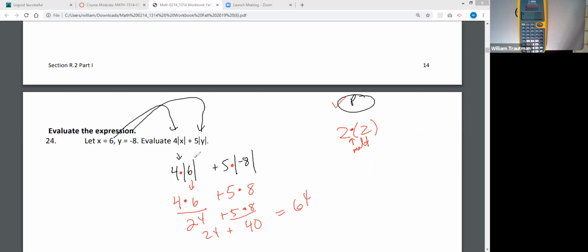So when you have these problems, unfortunately, we don't have an absolute value, so I can't plug it straight in. You do the absolute values first. I get 6. I get 8. Absolute value of -8 is 8. Remember, there's an invisible multiply between them. And then I can plug this straight into my calculator. 4 times 6 plus 5 times 8. And the answer on my calculator would be 64.